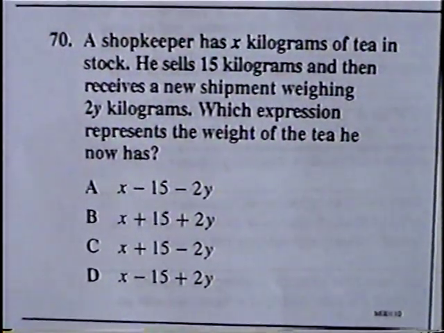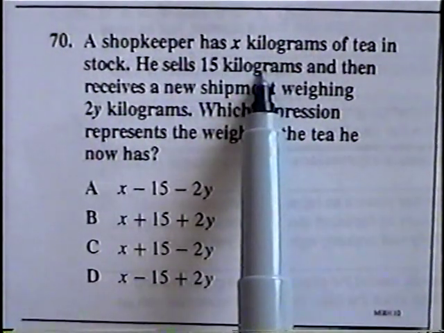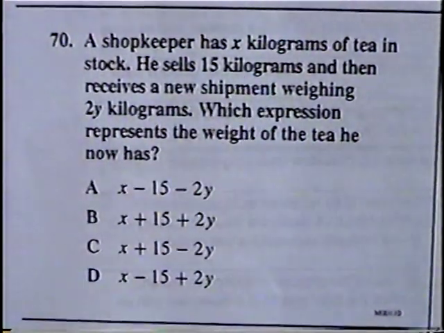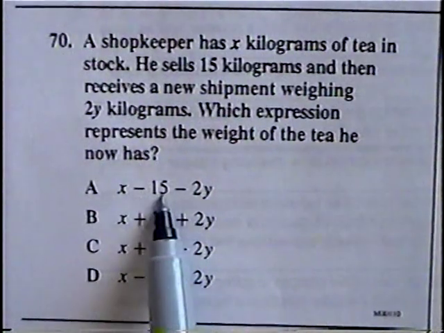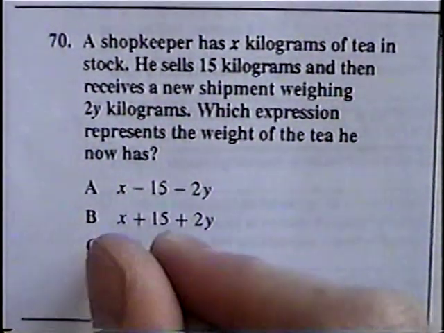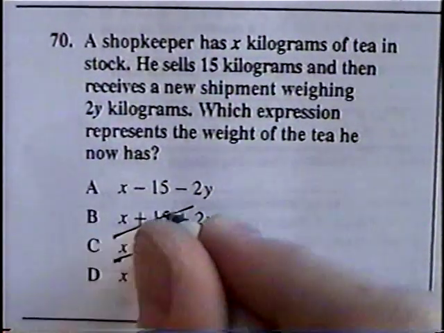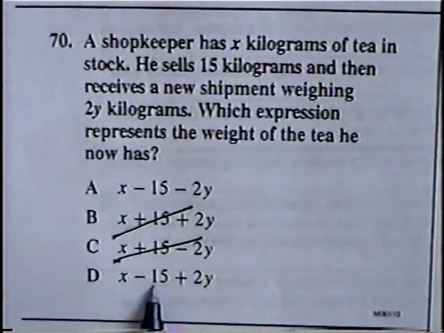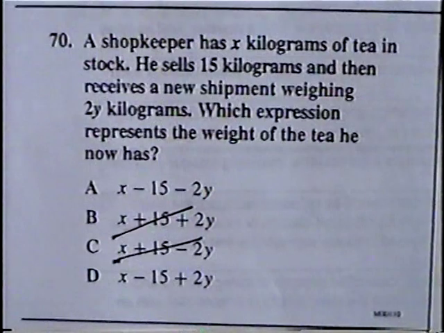In this question, the shopkeeper is selling 15 kilograms, or also minus 15. Letter A has minus 15, which is okay. Letters B and C both have plus 15, so we can eliminate those as possible answers. And letter D, which has minus 15, is okay.